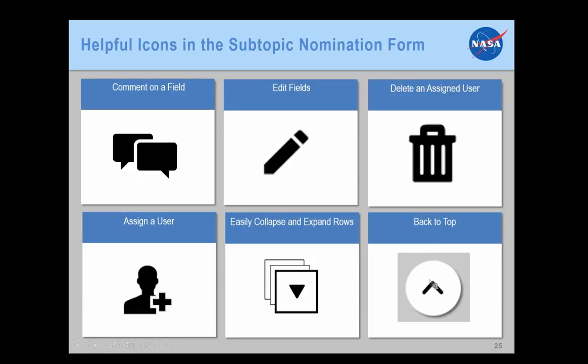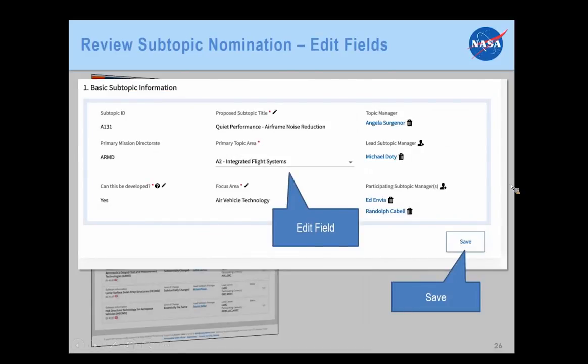And then, on the list pages, you can easily collapse and extend the rows. Another helpful icon is this circle with an up arrow. As the nomination form gets long, you'll be able to click on that to go right back to the top. And these slides will be posted in the learning and support, so that's why we wanted to have this little cheat sheet of icons here for you.